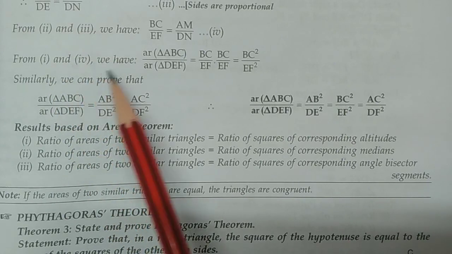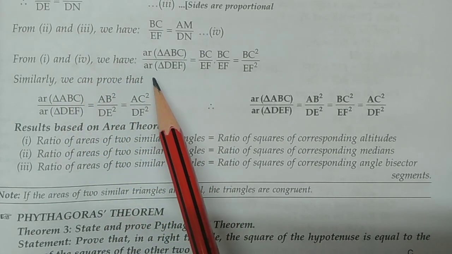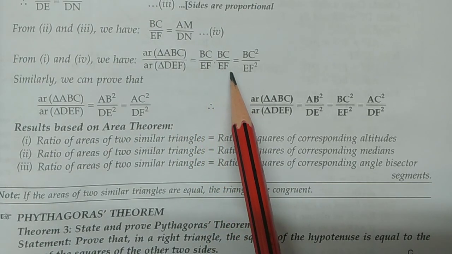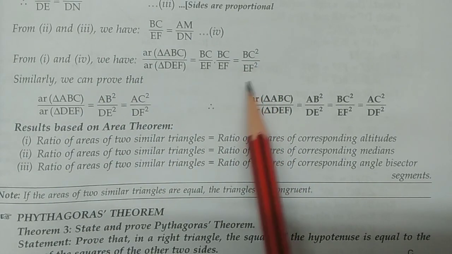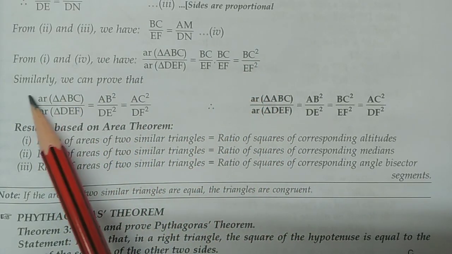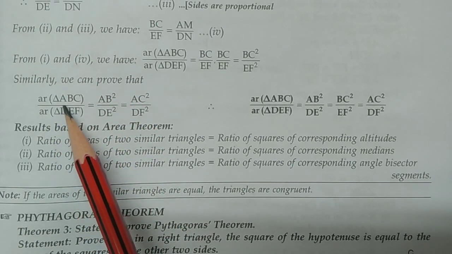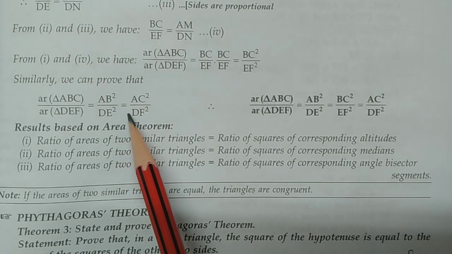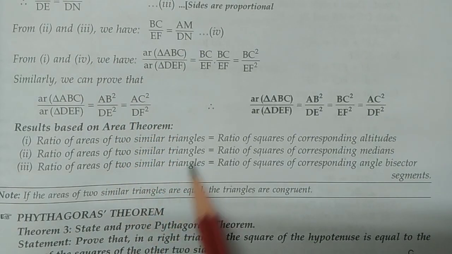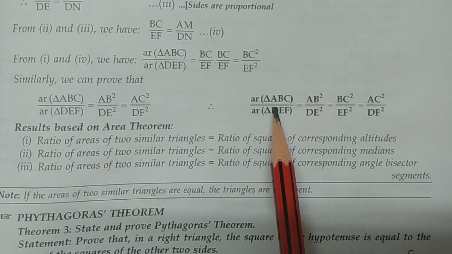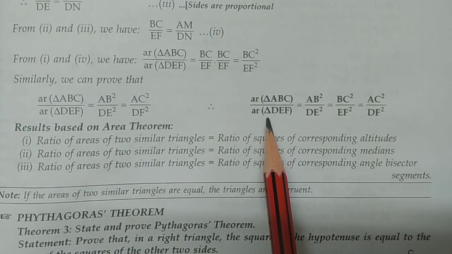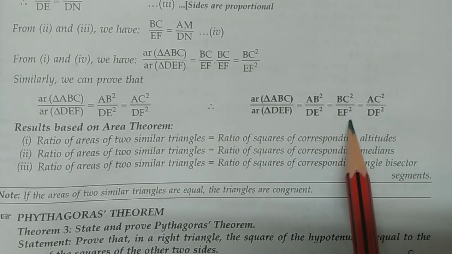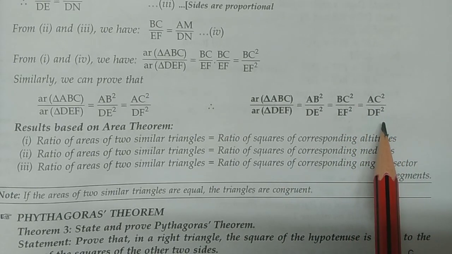From 1 and 4 we have ar triangle ABC by ar triangle DEF equals BC by EF times BC by EF, which equals BC square by EF square. Similarly we can prove that ar triangle ABC by ar triangle DEF equals AB square by DE square equals AC square by DF square. So ar triangle ABC by ar triangle DEF equals AB square by DE square equals BC square by EF square equals AC square by DF square.